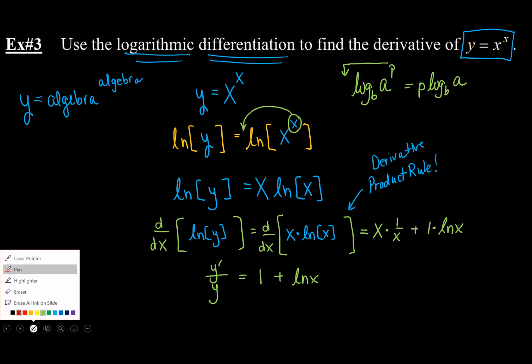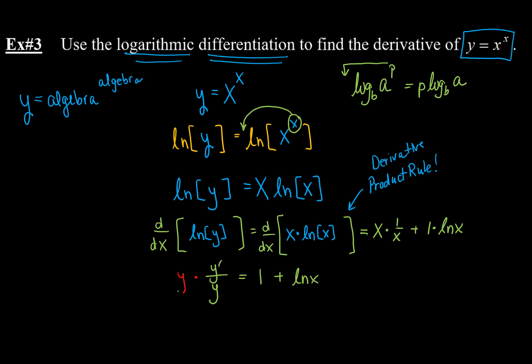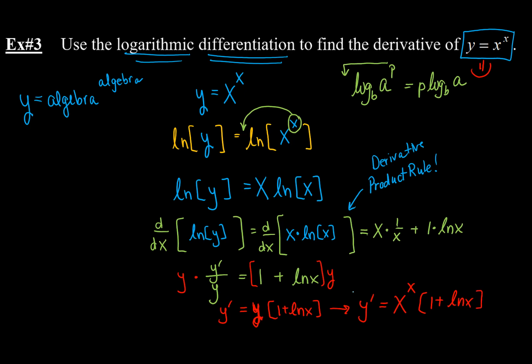But now I need to solve that for y prime. So I'm going to multiply both sides by y. I'm going to end up with y prime equals y times 1 plus the natural log of x. But remember, y is equal to x to the x. So I need to substitute that back in for this y here. So y prime equals x to the x times 1 plus the natural log of x. And that's my final answer. I was covering it up.